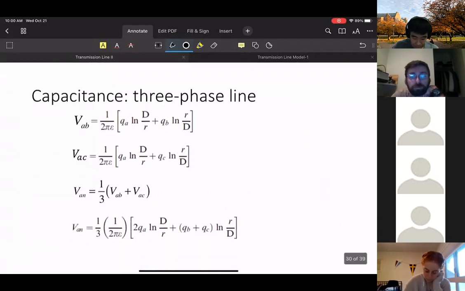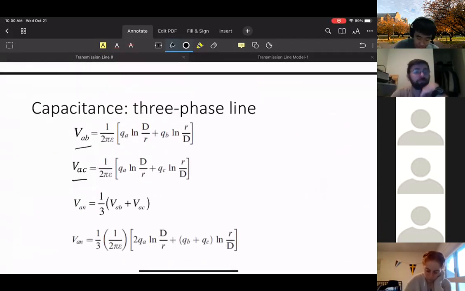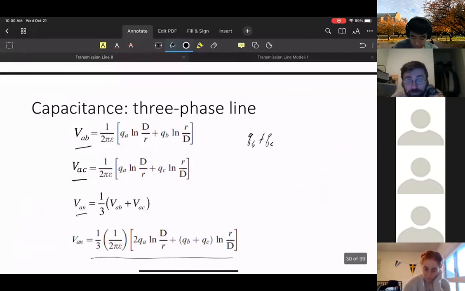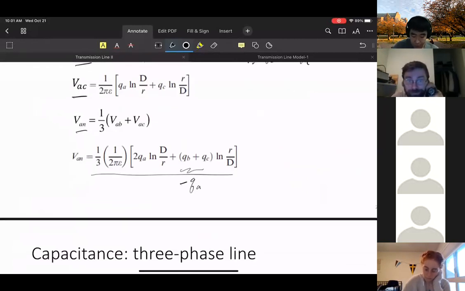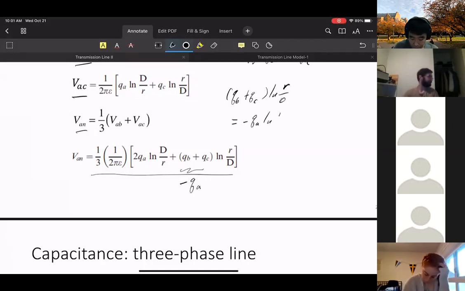All right, so let's do our sum. So this is VAB, VAC, VAN. If you sum it, you get this equation. It's just straightforward. But there's one more simplification we can do. If you look at this equation, what is QB plus QC? This is negative QA. So we have one more term in here, that's QA. So QB plus QC log of R over D is minus QA log R over D, or QA log D over R.